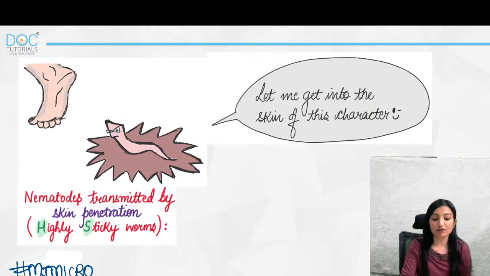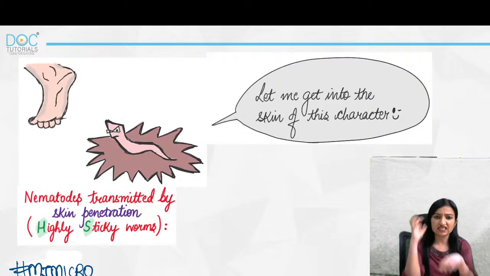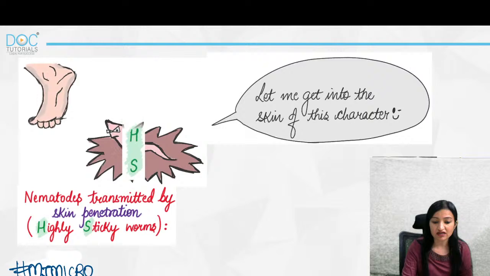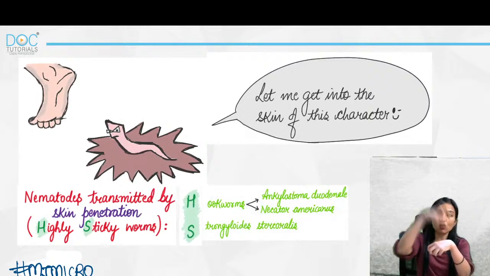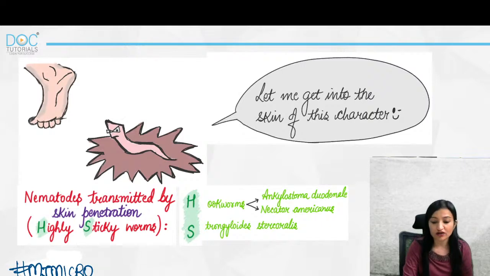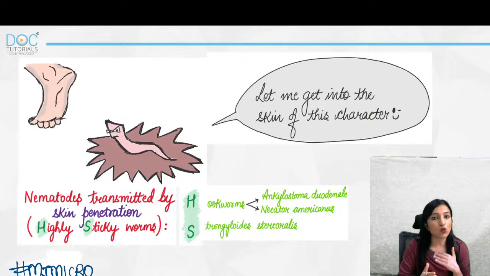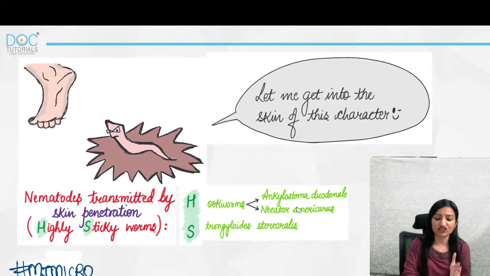I want you all to remember the names of the nematodes which are transmitted by skin penetration. Remember, these are highly sticky worms. They stick onto the skin. Remember H and S. H stands for hookworms. Hookworms hook onto the skin literally. In hookworms we have Ancylostoma duodenale, the old world hookworm, and Necator americanus, the new world hookworm. Both cause iron deficiency anemia.